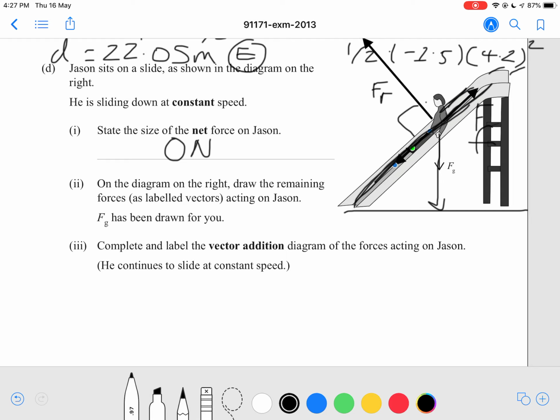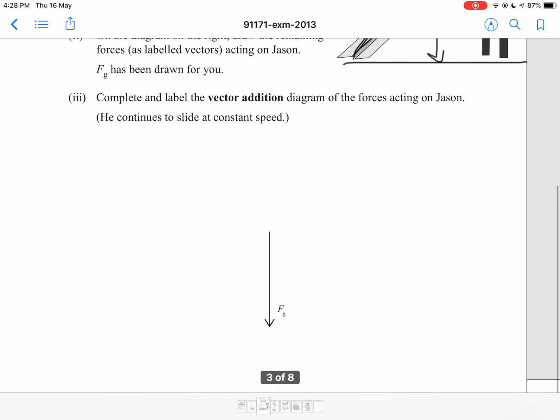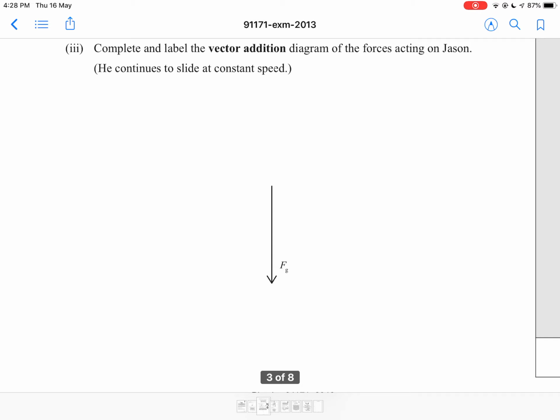And because the sliding force is equal to the friction force, when you're drawing the vectors, it's important to keep in mind that you need arrows of similar size, enough for the marker to understand that the vectors are equal, okay? So that's important to know, okay? Note that down. Alright, complete and label the vector addition diagram of the forces acting on Jason.